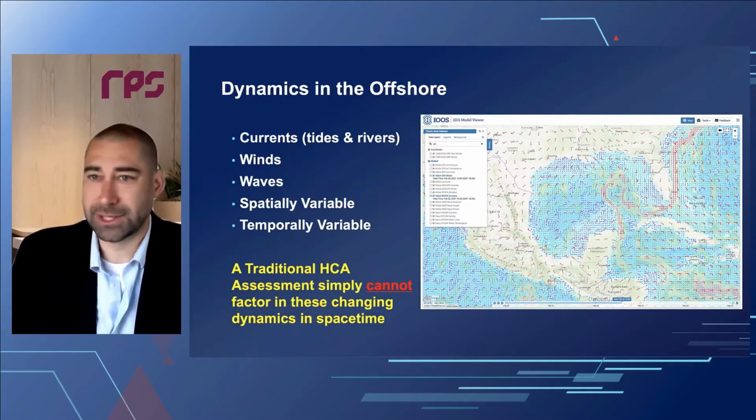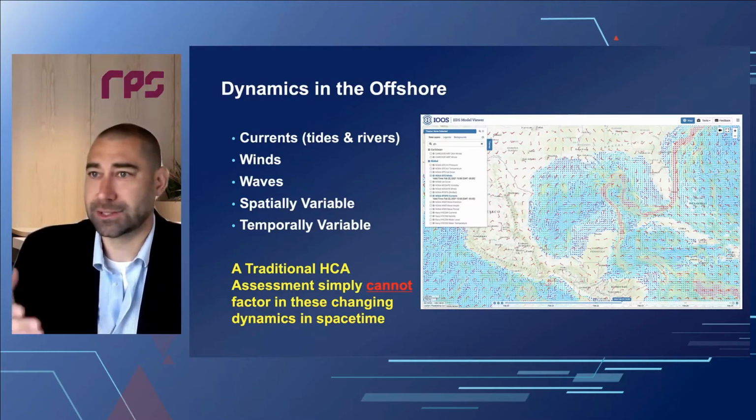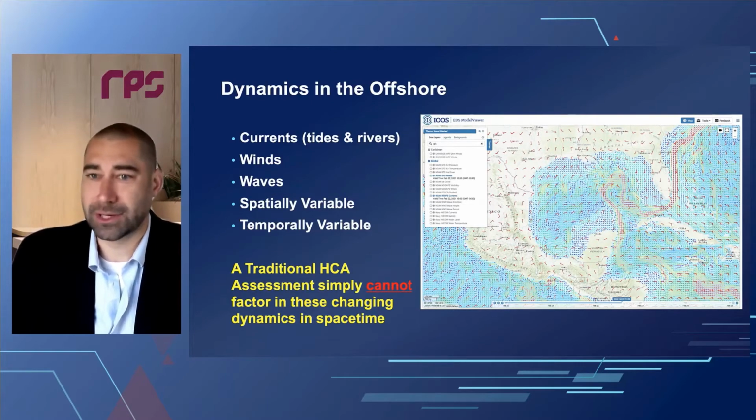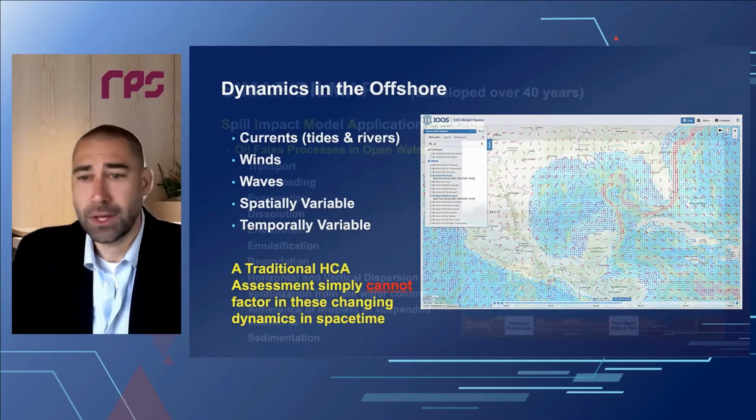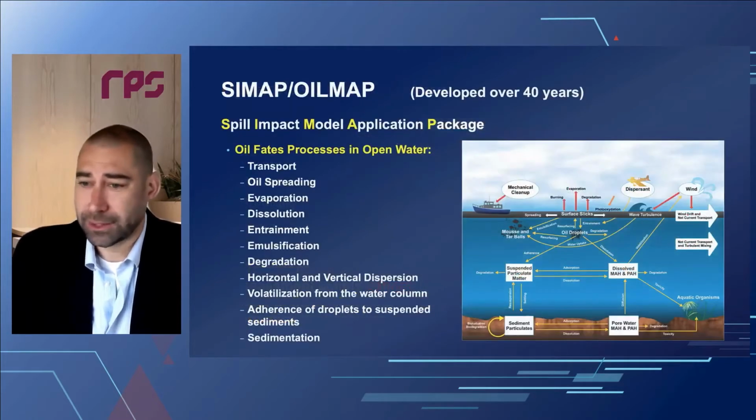If we were to run a release here in April and a release here in January, it's very likely that that oil could go in a different direction. And just like that, oil could go in a different direction if it happened at 6 p.m. versus 6 a.m. with an ingoing or outgoing tide. So what we're doing now in the offshore environment with a couple operators is applying our SciMap or OilMap tools.